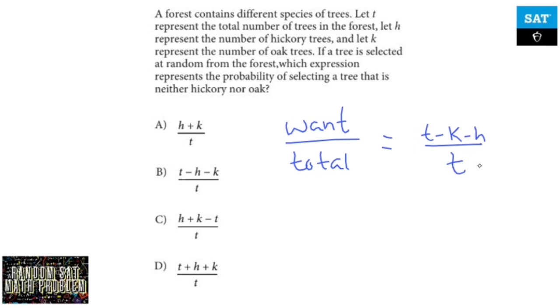Don't overthink it. Of course, I wrote it out of order, but B is the only one that matches up. They have T minus H minus K, where I have T minus K minus H, same thing, over T. B is my answer. That's how you do probability.